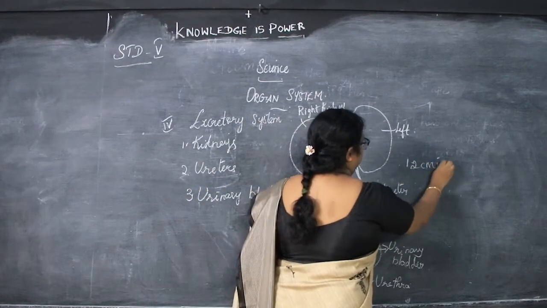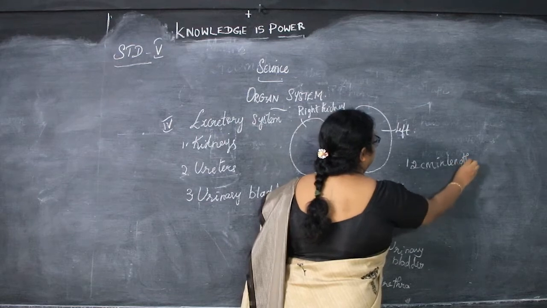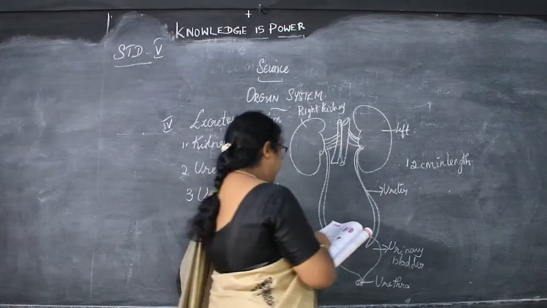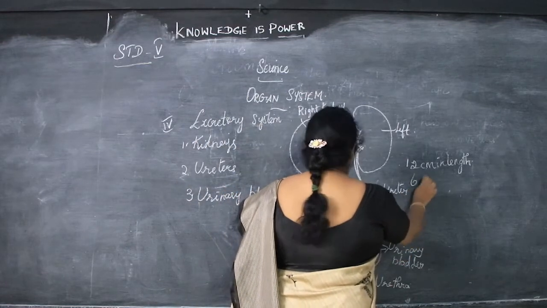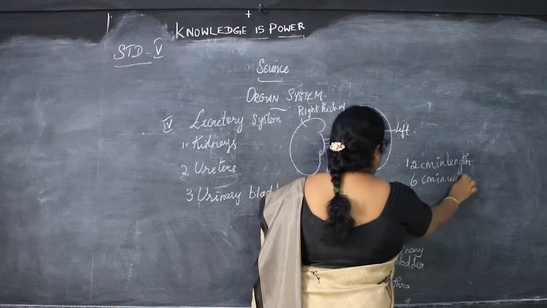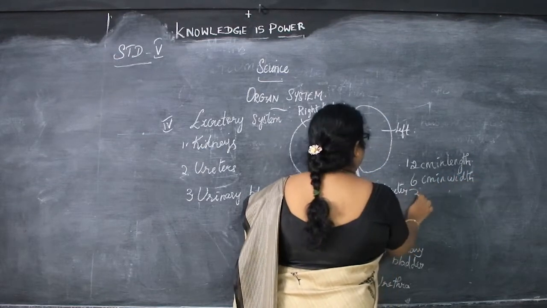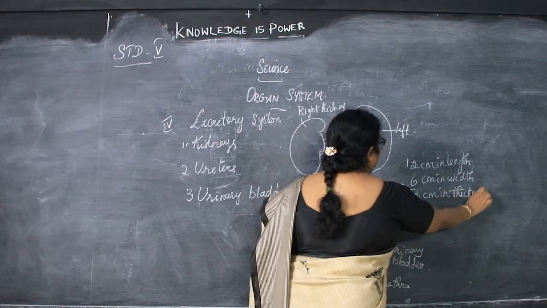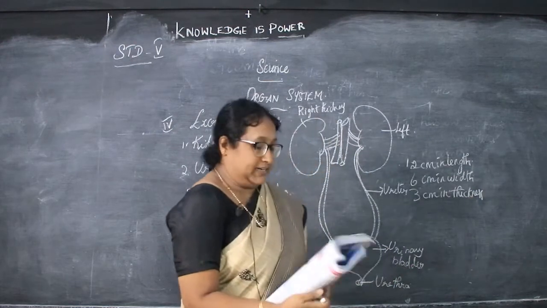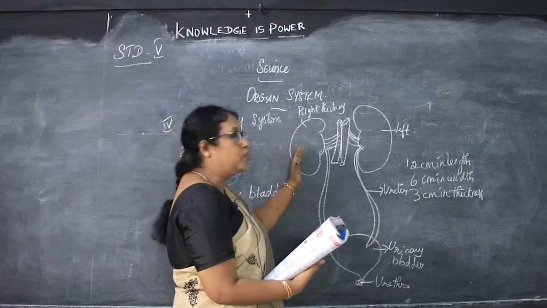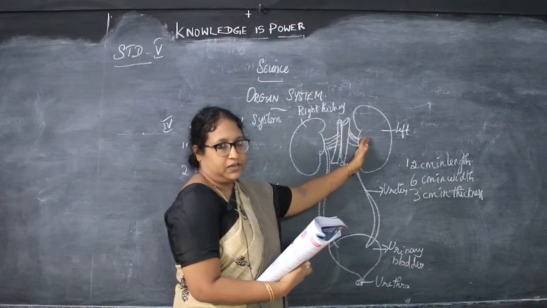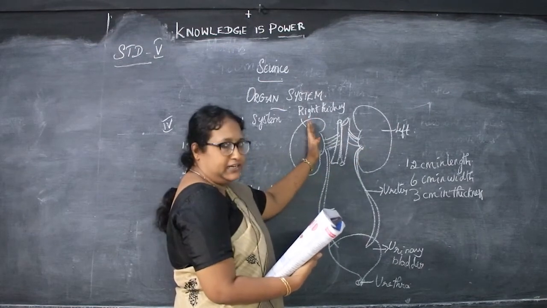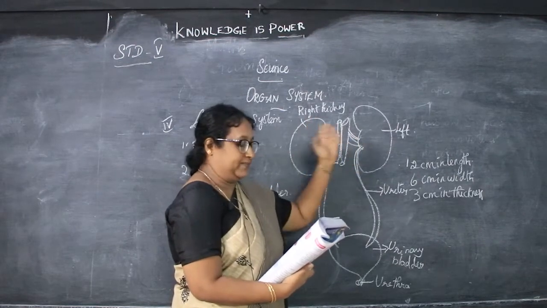An adult's kidney measures about 12 centimeters in length, 6 centimeters in width and 3 centimeters in thickness. The right kidney is slightly lower than the left kidney. So once again, there are two kidneys, right and left, and the right kidney is a little lower than the left.